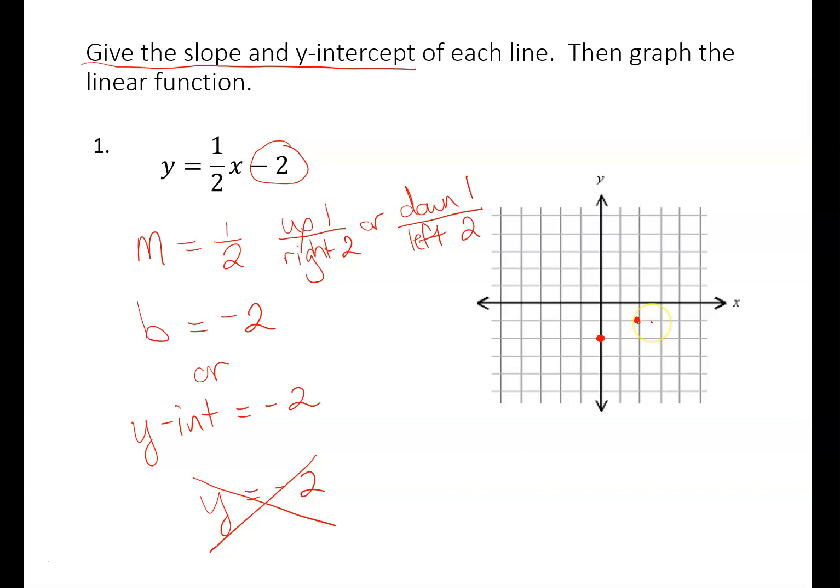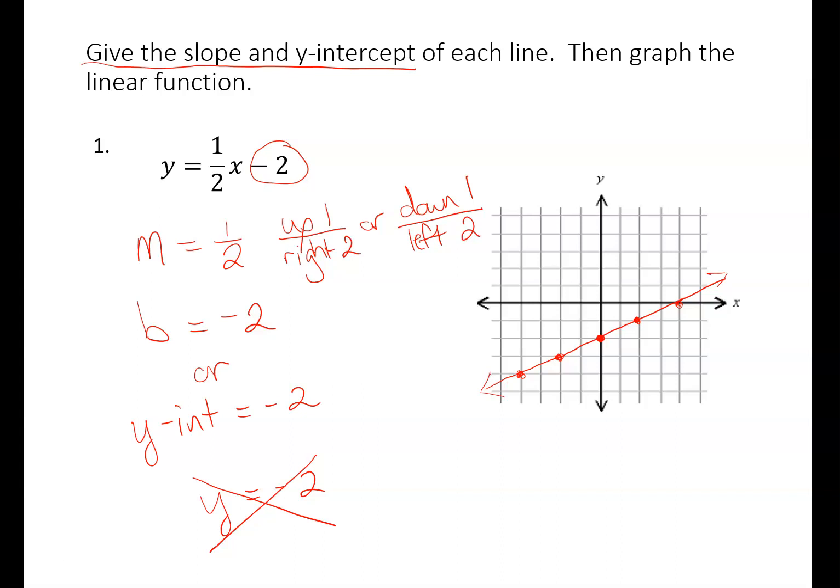Okay, so up 1, right 2, and you can actually continue doing that same movement, up 1, right 2. I usually go ahead and do it as many times as I have room. And I also like to do the other way, down 1, left 2. Back to my y-intercept, down 1, left 2, down 1, left 2. The more points I plot, the more accurate my line will be. Now, I would suggest you use a straight edge to put up next to your points. Go draw your line beyond the points and put arrows on the ends.